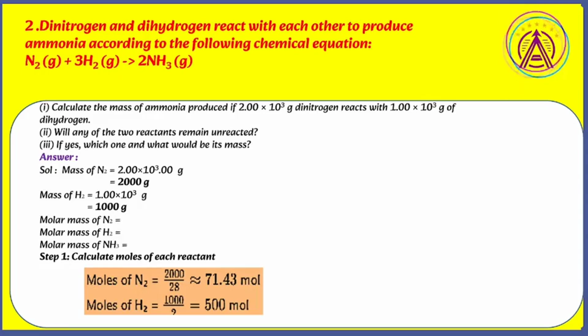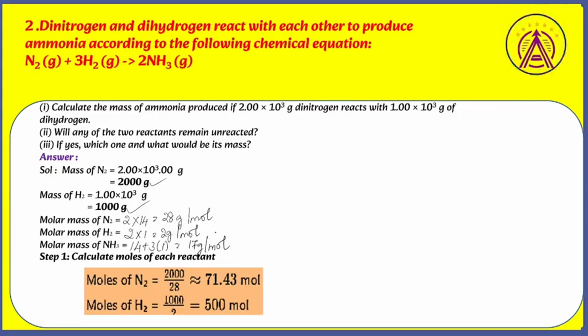We calculate the mass which is given to us. Dinitrogen is 2 into 10 to the power 3, so we can just multiply 2 into 1000, which is 2000 grams. Similarly, the mass of hydrogen is 1 into 10 to the power 3 grams, which is 1000 grams. Molar mass of dinitrogen: nitrogen has an atomic mass of 14, so 2 into 14 gives 28 grams per mole. Similarly, molar mass of hydrogen is 2 into 1, which is 2 grams per mole. And molar mass of ammonia is 14 plus 3 into 1, which is 17 grams per mole.